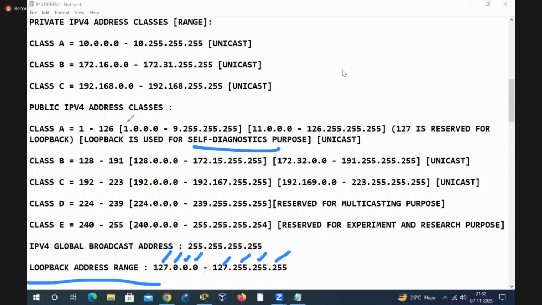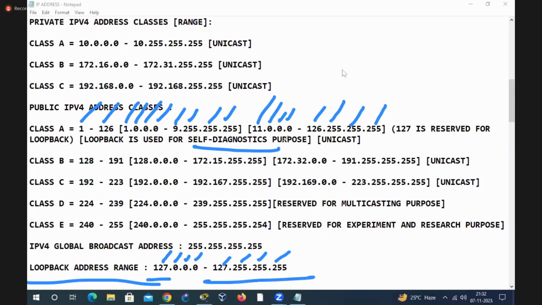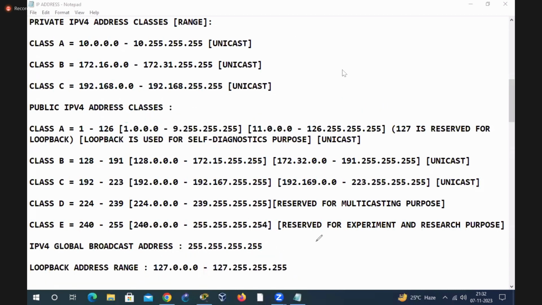So 1 to 126 means this is your full range starting from 1.0.0.0 to 9.255.255.255, then 11.0.0.0 to 126.255.255.255. And after that, the loopback address comes, that is 127.0.0.0 to 127.255.255.255. Then class B starts from 128 to 191.